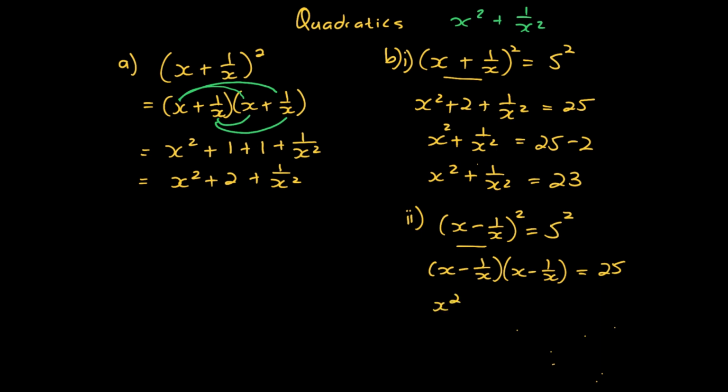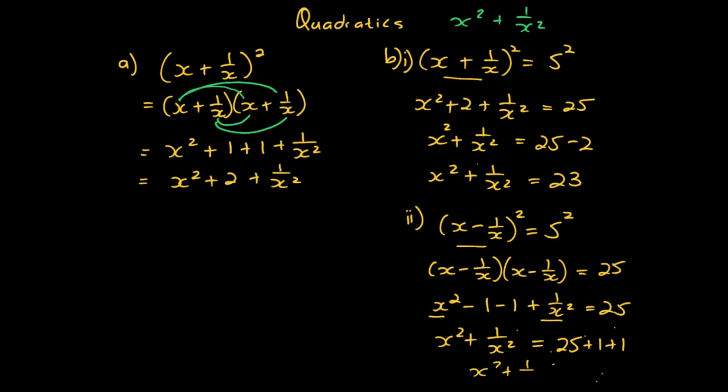We then have x squared minus 2 plus 1 over x squared equals 25. Ooh, I see we have x squared plus 1 over x squared, which they want us to find. And we can take the 2 over. So it's 25 plus 2. So therefore, x squared plus 1 over x squared then equals 27.